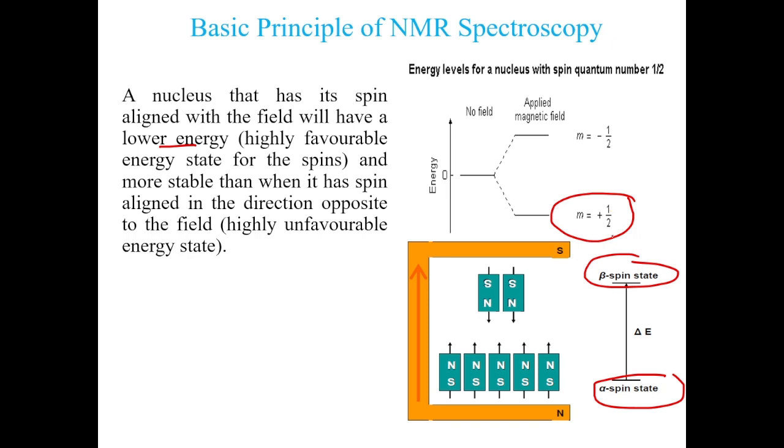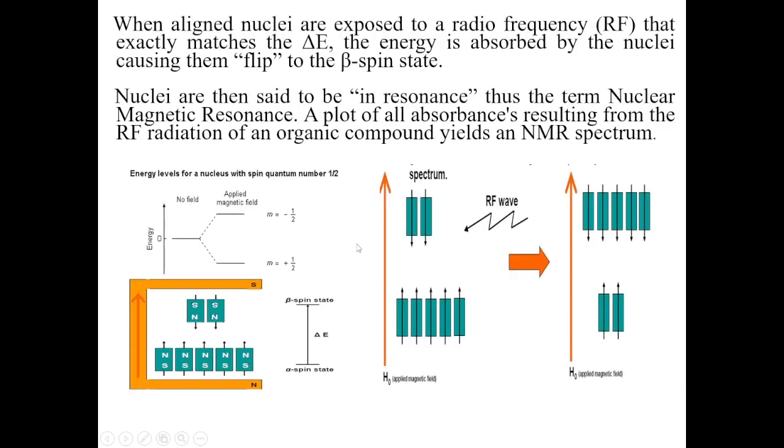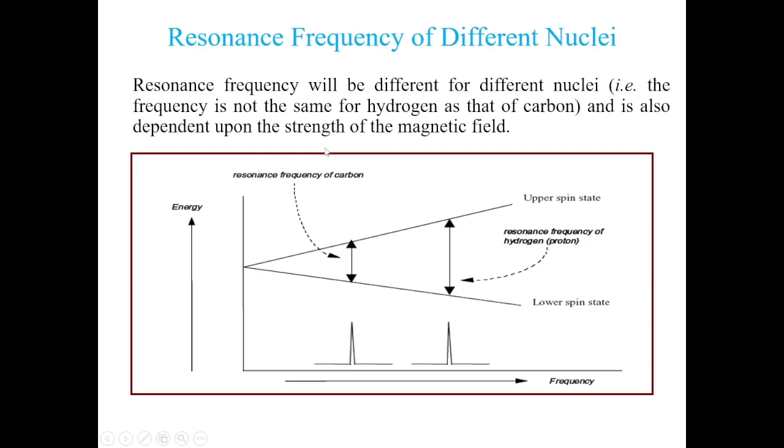This energy gap is created, and only then will the radio wave frequencies be absorbed. When aligned nuclei are exposed to a radio frequency that exactly matches the delta E, the energy is absorbed by the nuclei, causing them to flip to the beta spin state, and the nuclei are then said to be in resonance. Thus the term nuclear magnetic resonance. A plot of all absorbances resulting from the RF radiation of an organic compound is an NMR spectrum. Then we have the signal, or peak, in the NMR spectrum. This is the basic principle I have covered already.